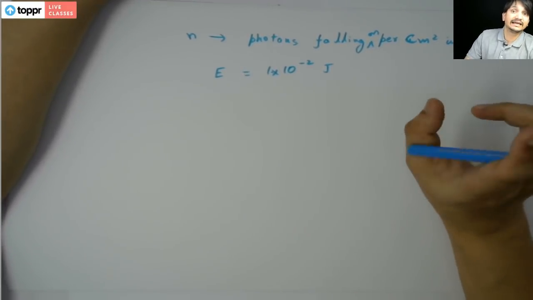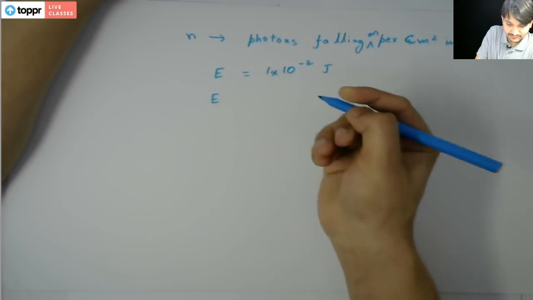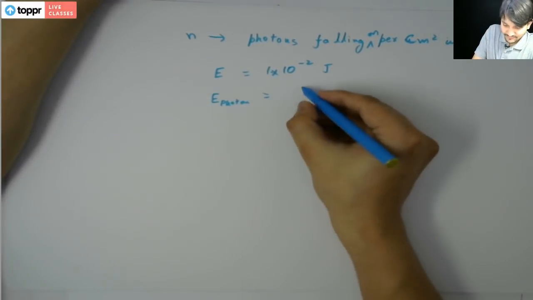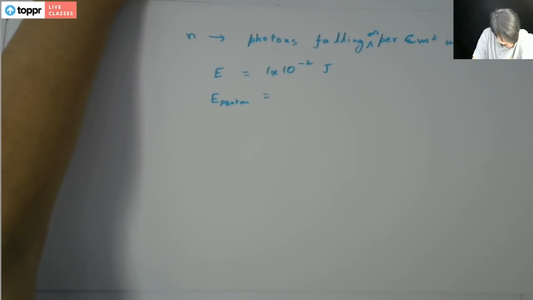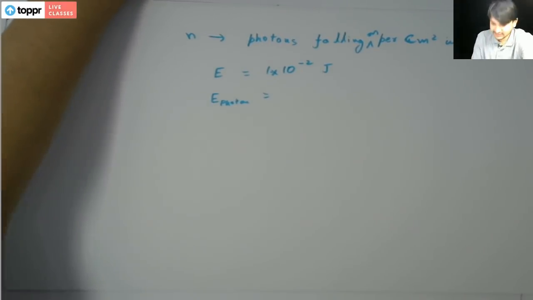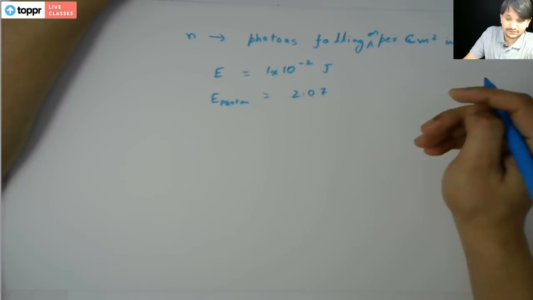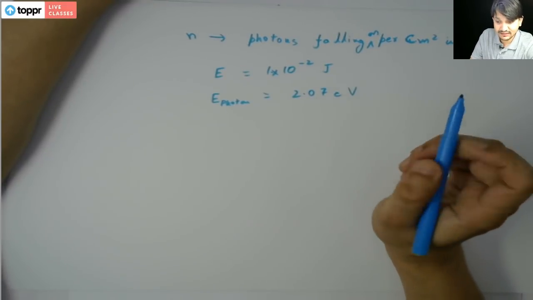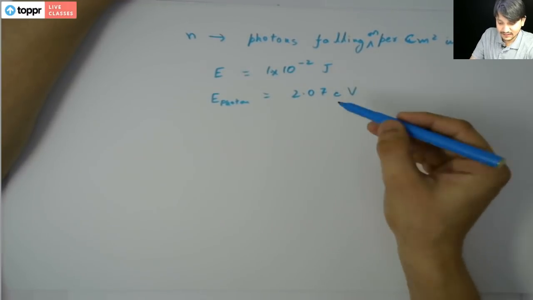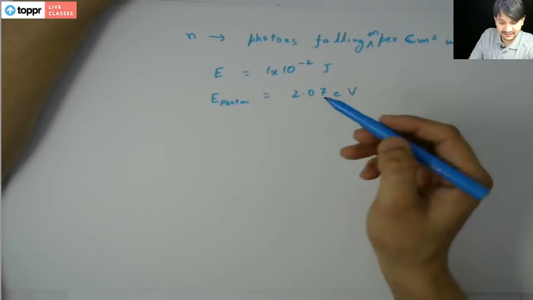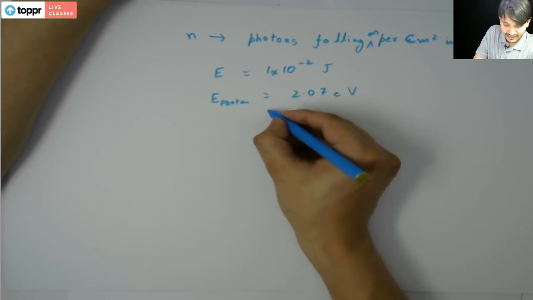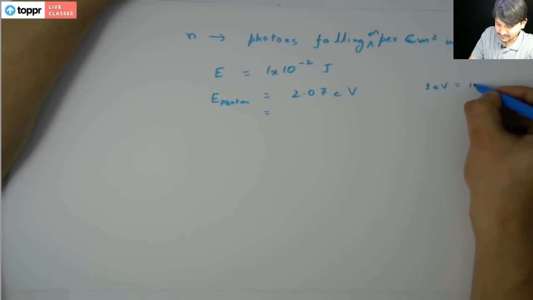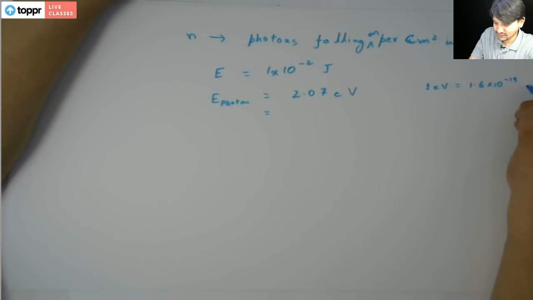And we have also calculated the energy per photon, which I think I should remember, that is 2.07 electron volt. We have a conversion ratio, right? Using that conversion ratio, we can find this value in joule. So 1 electron volt equals 1.6 into 10 to the power minus 19 joule, right?